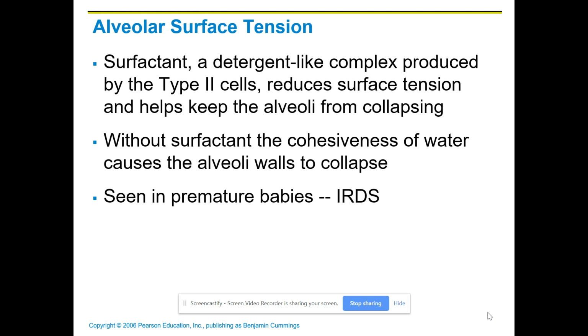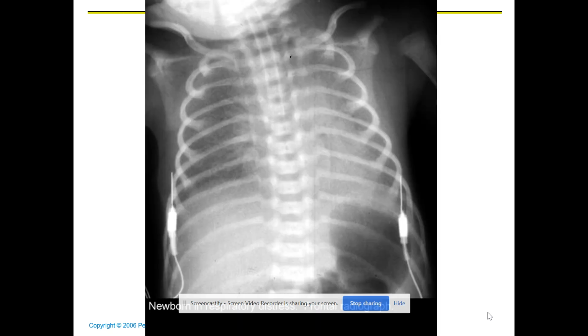And so in very premature babies, we see a condition called IRDS, Infant Respiratory Distress Syndrome, which means with every single breath, all of the little alveoli in their lungs collapse. This makes it very difficult for these premature babies to breathe. And before we had a way of fixing that, most premature babies died of exhaustion just from trying to breathe. Now we breathe for them.